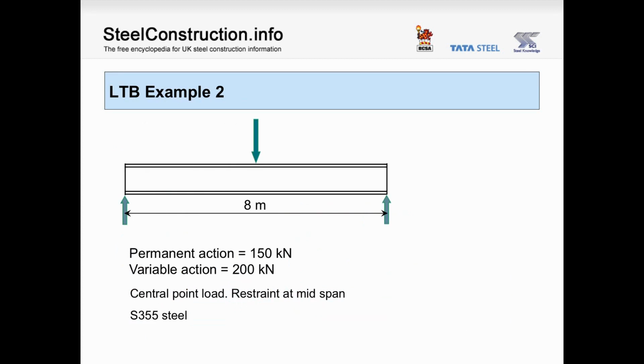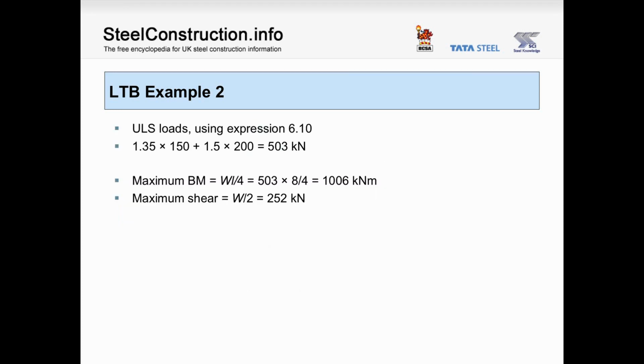Second example then is a simply supported beam. It's got a central point load and it's also got a torsional restraint where that central point load is applied. We have the design actions, 150 kilonewtons as a permanent action and 200 kilonewtons as a variable action. So we can calculate the ultimate loads using expression 6.10. The ultimate point load is 503 kilonewtons. The maximum bending moment then is WL over 4, or 1006 kilonewton meters, and the maximum shear W over 2 is 252 kilonewtons.